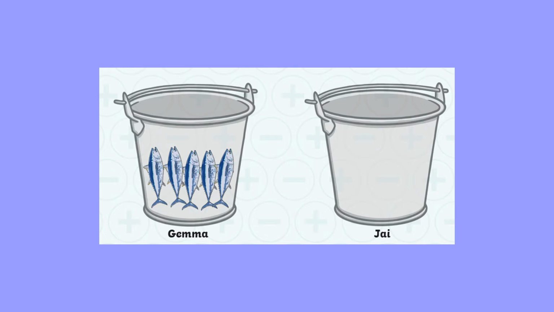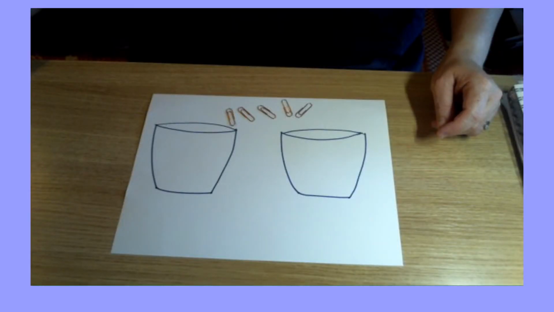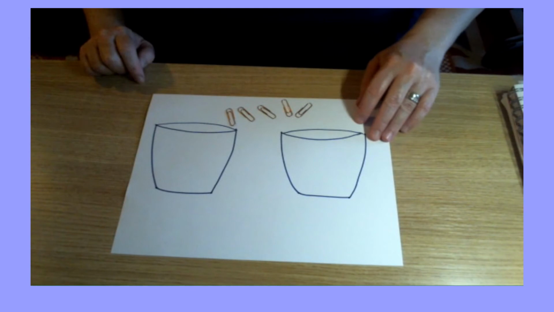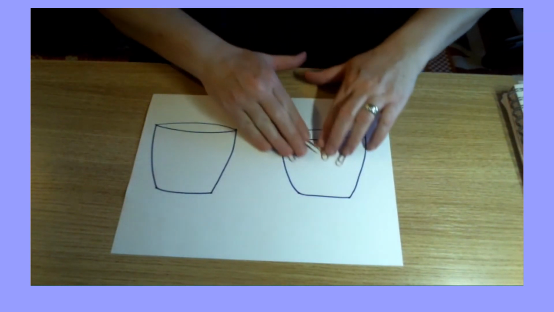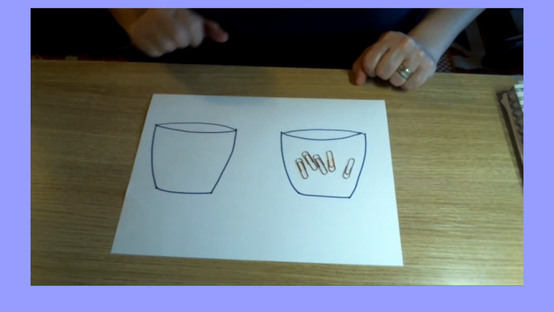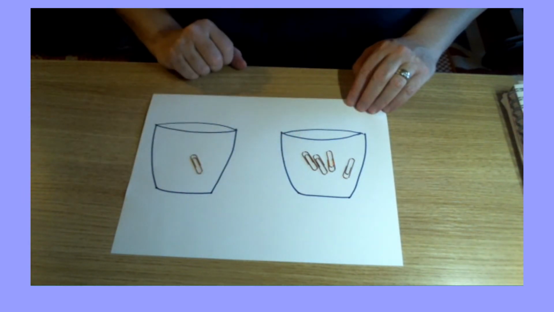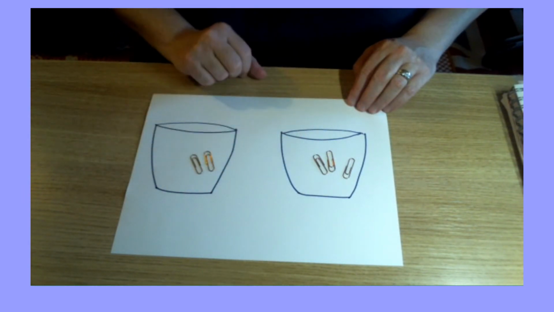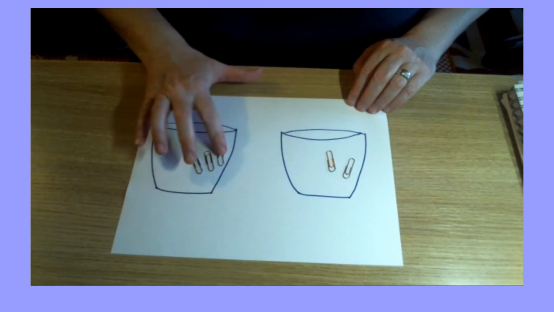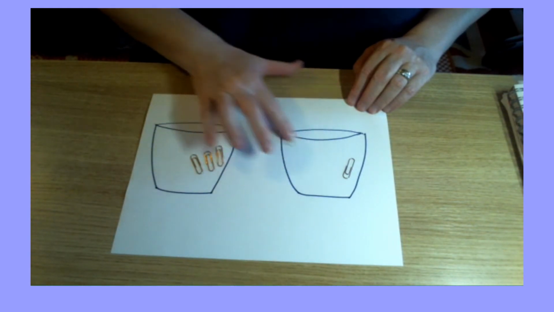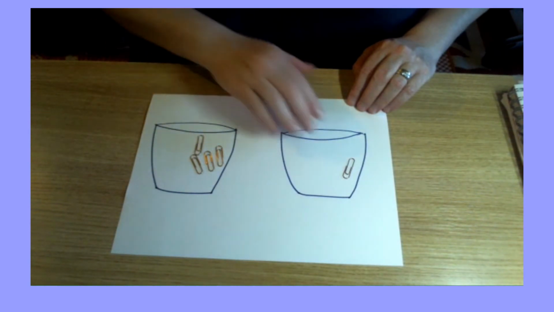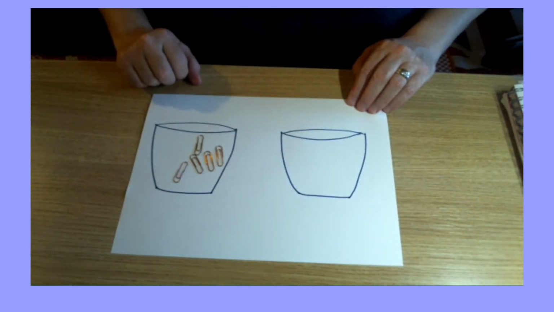I didn't have any fish, so I used paper clips instead. So you need to use your imaginations. So my paper clips are supposed to be fish. So here are my pretend fish and my pretend buckets. And so I'm going to start by putting them all into one bucket and none in the other bucket. Then I'm going to move one across and then 2 fish across, 3 fish across, 4 fish across and 5 fish across.